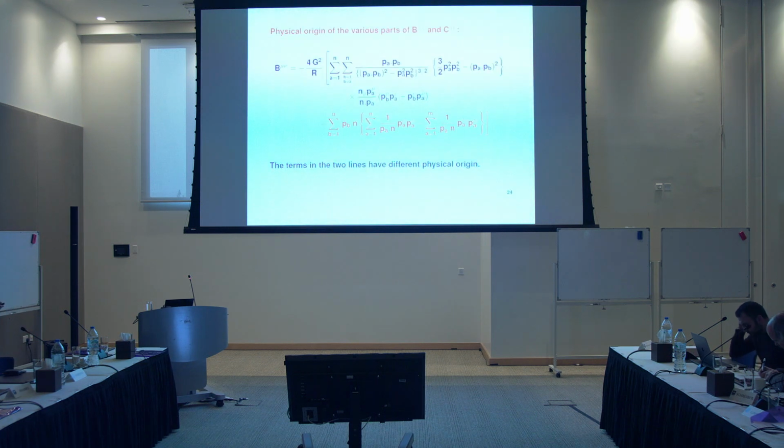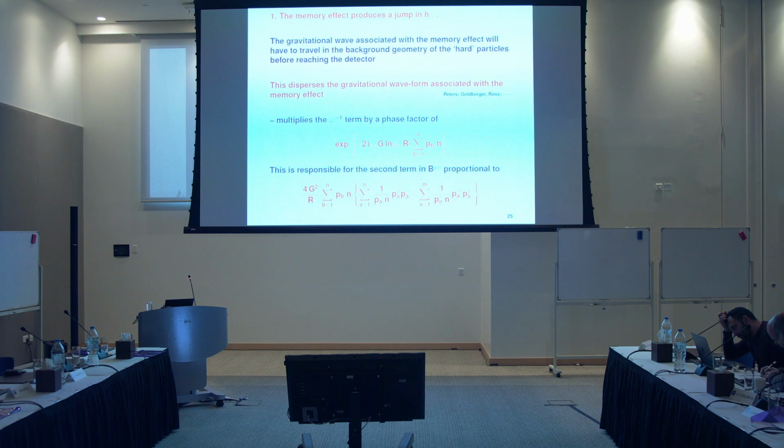So, first I will start with this term, the origin of this term. As we discussed earlier, the memory effect produces a jump in H mu nu, that is a constant piece, the A mu nu piece. So, the memory effect produces a jump in H mu nu. You can think of this as a step function in the expression for H mu nu. So, there is a piece of gravitational wave that is like a step function, which in Fourier transform is 1 over omega.